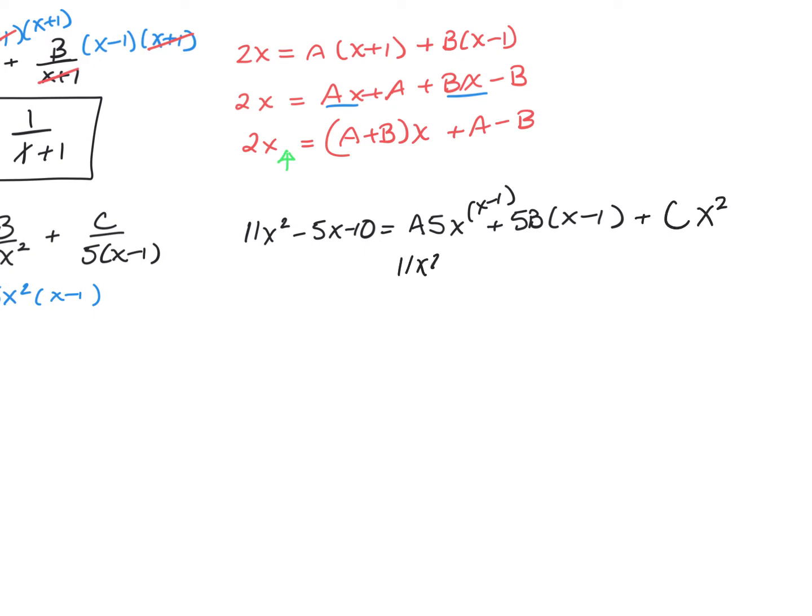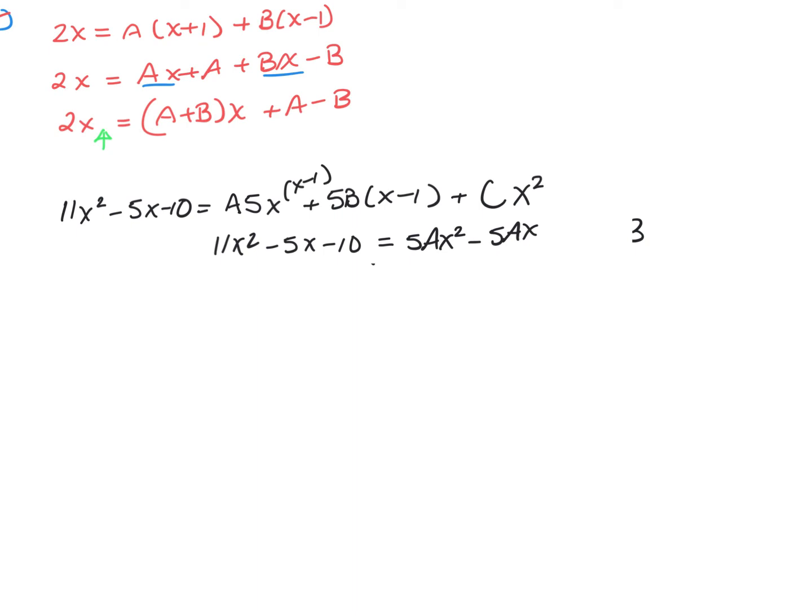So I have 11x squared minus 5x minus 10 is equal to, I'm going to have 5ax squared, distributing the 5a through, and then minus 5ax. And let me erase that. And then I'm going to have plus 5bx minus 5b plus c x squared.